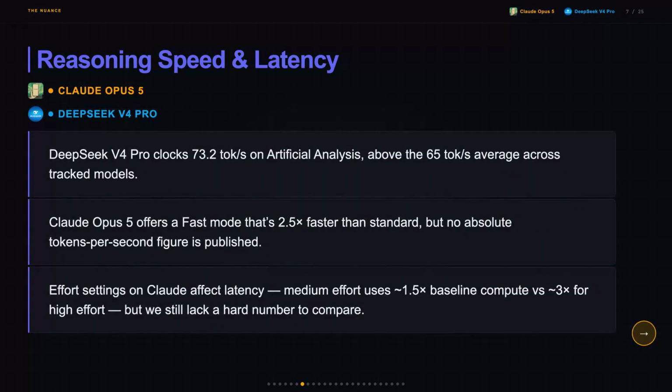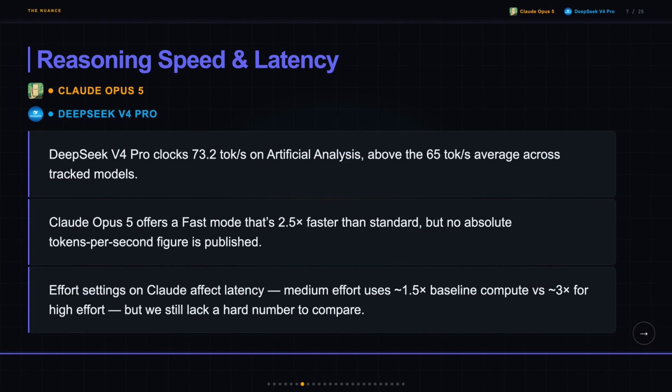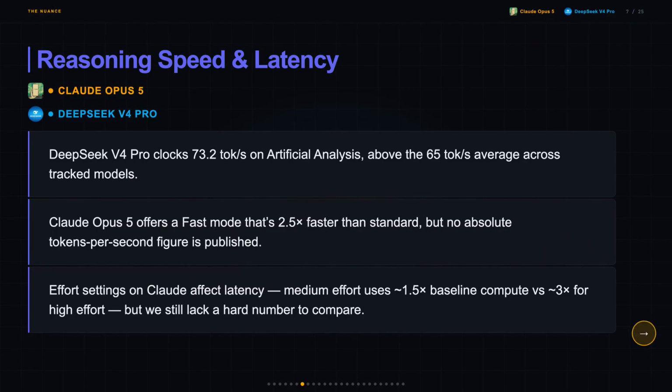Take this with a grain of salt though, because the DeepSeek numbers come from Artificial Analysis and Together.ai, and they're tagged as unverified, and Claude's effort toggle changes compute use anywhere from 1.5 times baseline on medium to 3 times on high. So real-world speed depends a lot on how you configure it.